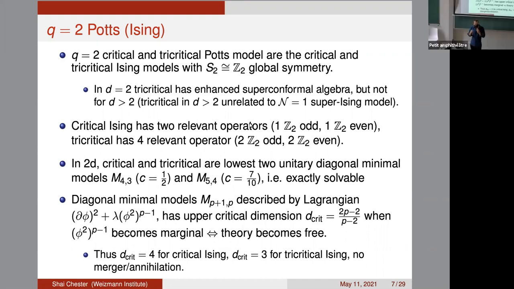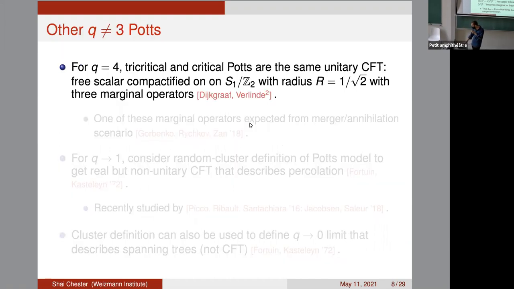Sure. I think it's a great point. The only difference is that it's a somewhat more trivial merger and annihilation, because they're not annihilating with each other. They're annihilating with these silly free theories instead. Thanks for that comment.